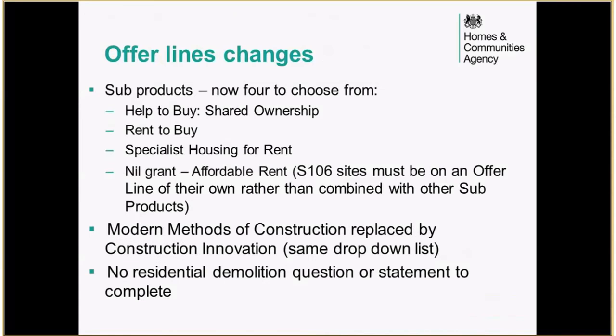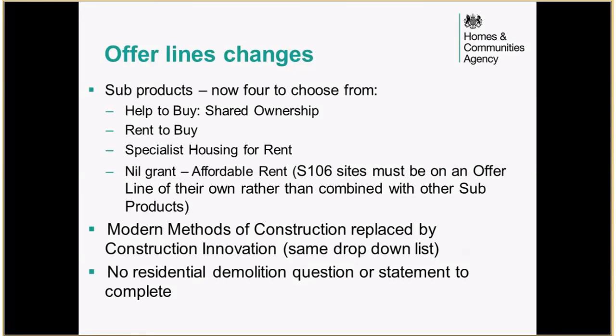So first of all, the subproducts. There are now 4 to choose from. On the screen clip before, we saw Help to Buy shared ownership, Rent to Buy, and nil grant affordable rent. But we didn't see the third one on that list. We didn't see the specialist housing for rent. So there now are 4 subproducts that you can choose to bid against. Just a quick word about the nil grant affordable rent. Section 106 sites must be on an offer line with no other subproducts. So just watch that one if you're used to combining.